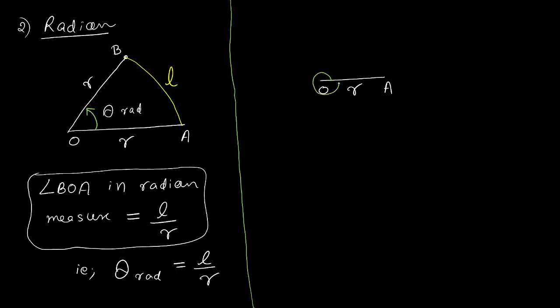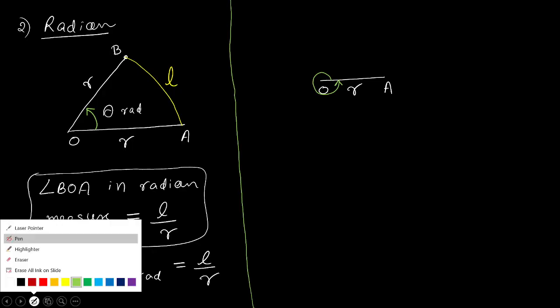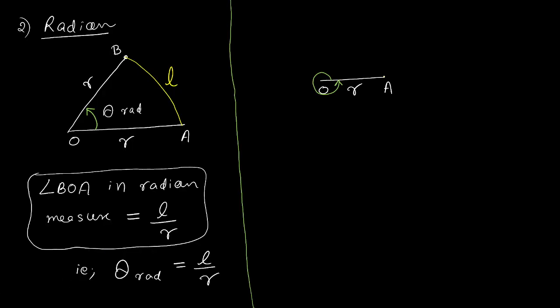In terms of degree, I can say it has covered 360 degrees. Suppose OA rotated, completed one revolution. How much angle has it rotated? In terms of degree, I can say 360 degrees. In terms of radian, how can I say? So the end is A. If OA is rotated, what happens? It describes an arc like this. If it completes one revolution, it completes a circle. It describes a circle. Understood?